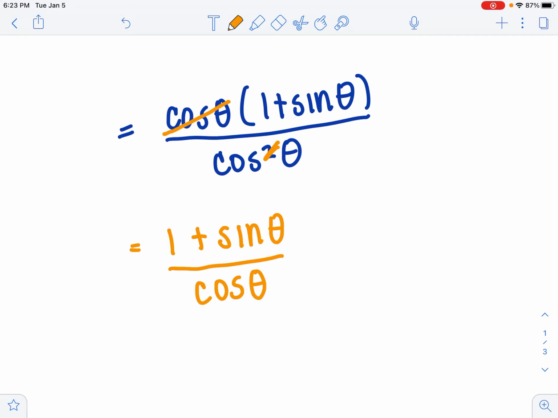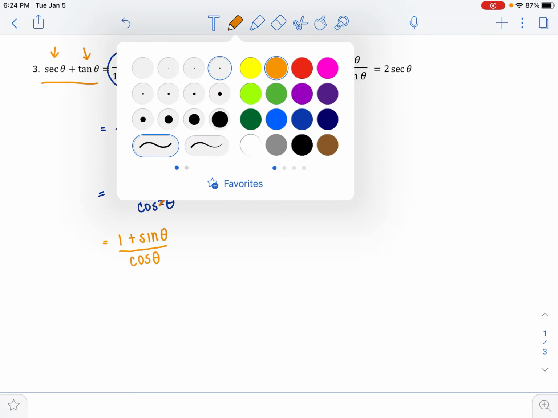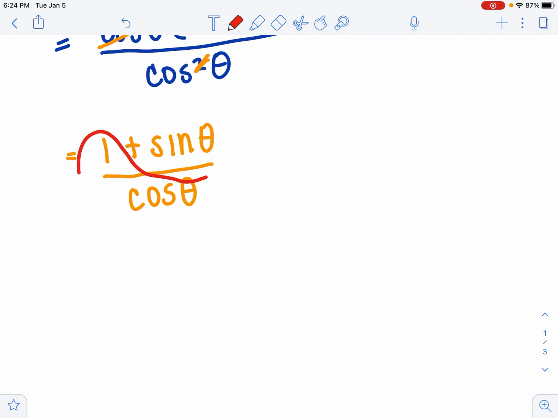over cosine of theta. Now, the difference between this one and the last one is that's not what I was trying to get. I'm not done yet, okay? So I have to say, okay, what do I have to do? I'm stuck. I need a secant. A secant is the same thing as 1 over cosine. I need a tangent. That's the same thing as sine over cosine. So if you look here, I said I need a 1 over cosine, and I need a sine over cosine.